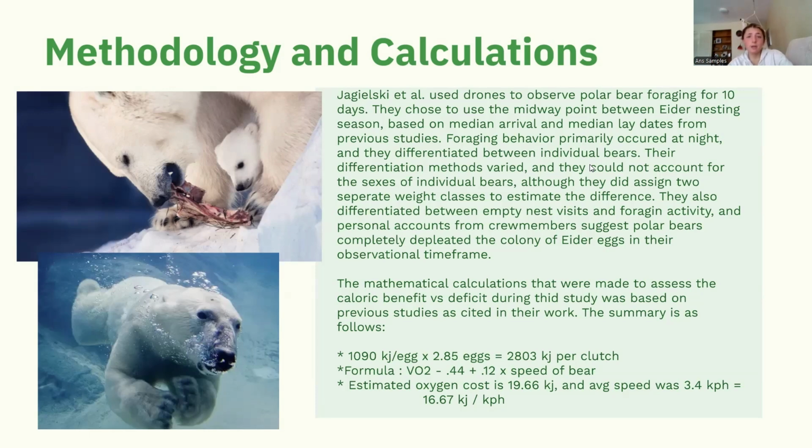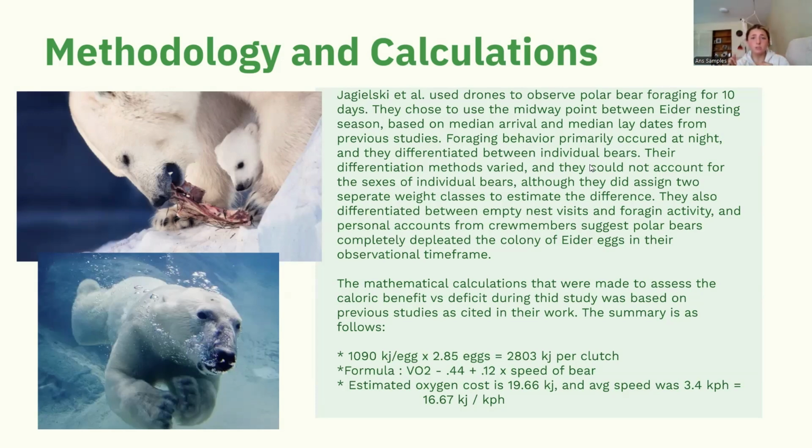They estimated that one singular eider egg contains 1,090 kilojoules. They also used the average clutch size, which is 2.85, so almost 3 eggs per clutch, and got the number 2,803 kilojoules per clutch. So that's the gross average of what a polar bear is going to get when they're ready to nest, right? The formula they came up with is a step further.